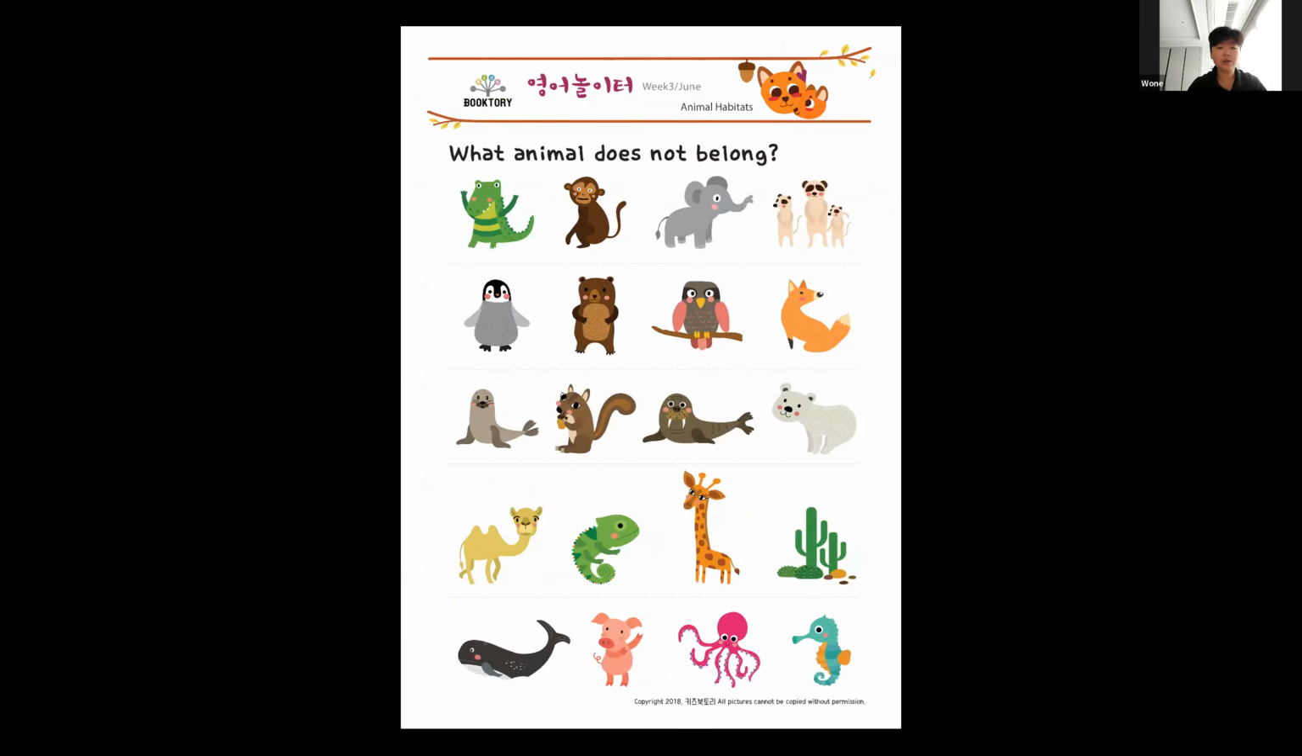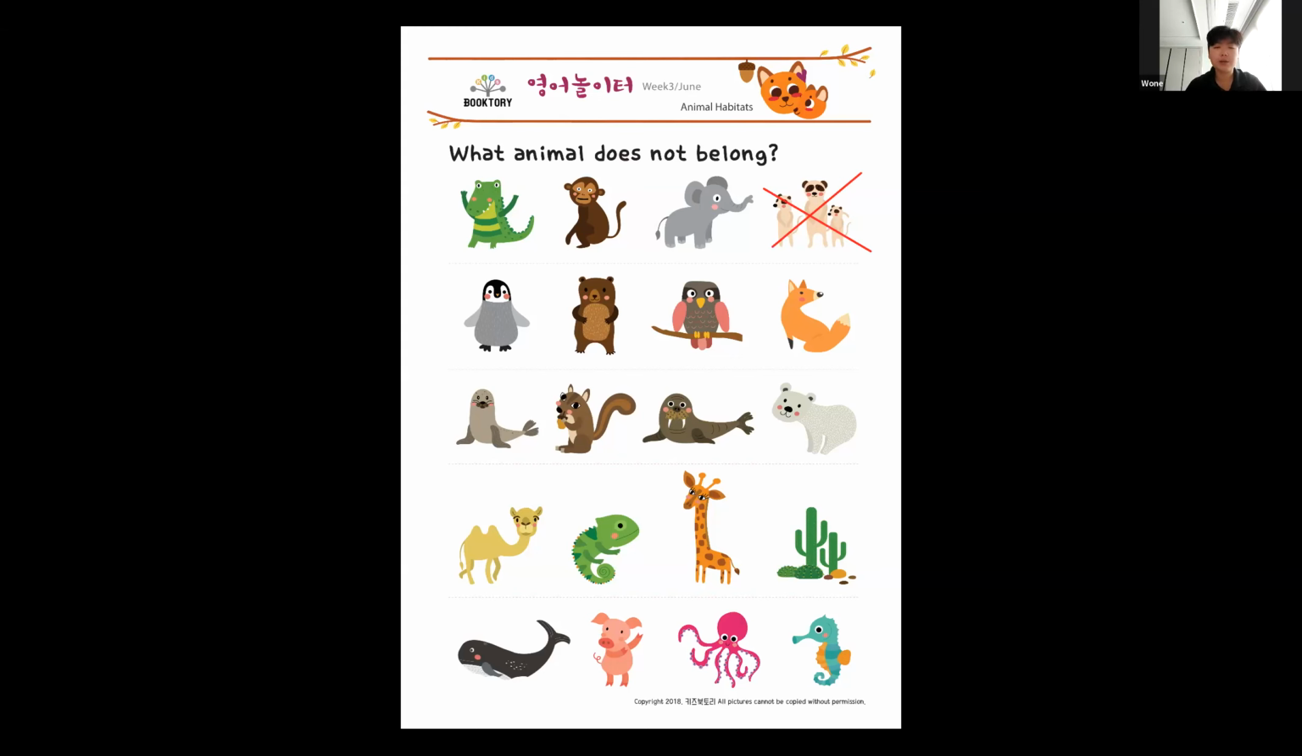So here we're going to look for the animal that does not belong. So which animal does not belong? So let's look at our first row. Let's look at the animals that we have. First, we have an alligator, a monkey, an elephant, and some meerkats. So which animal here does not belong? The answer is going to be meerkats, because meerkats do not live in the jungle. An elephant, monkey, and alligator, you can find all three of them in the jungle.